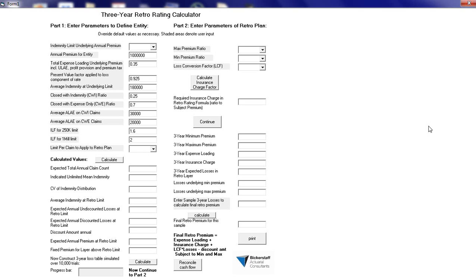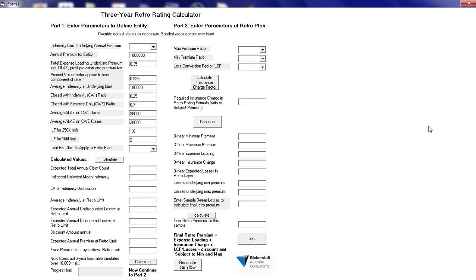What I've got in this video is a demo of a model we put together, calling it a retro rating calculator, which I'm going to walk you through and show you how this thing works.